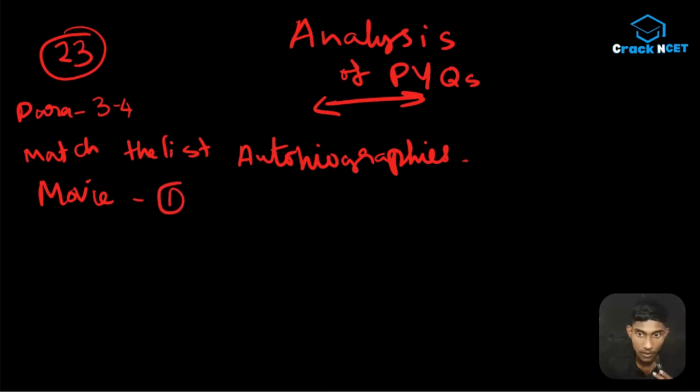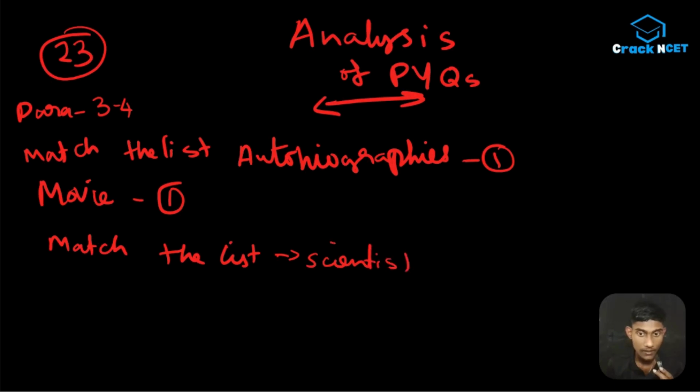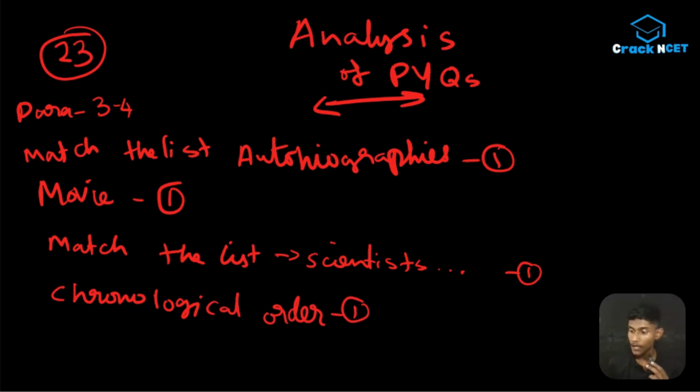So you have to just put numbers like that. And now we have scientists and their discoveries. Again, a match the list, scientists and their discoveries. One question. Now we have chronology, chronological order. One question. Now we have 3 questions from arts, 3 questions from maths.